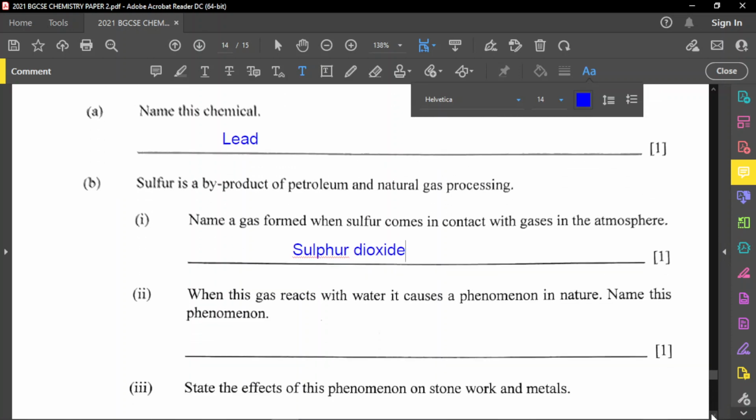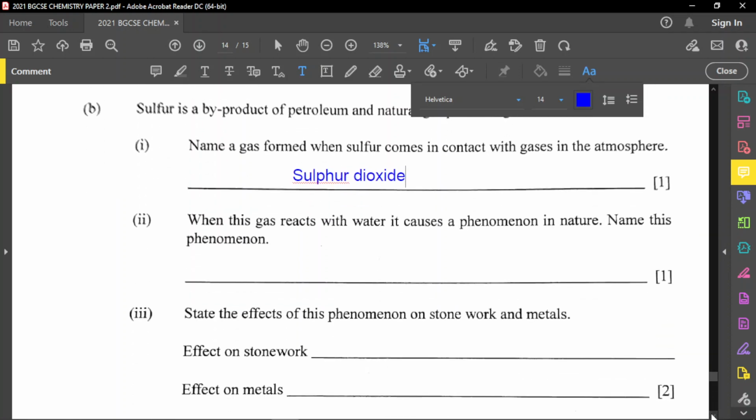All right. When this gas reacts with water, it causes a phenomenon in nature. Name this phenomenon. And this phenomenon is called acid rain, because it makes the water acidic, so they call it acid rain. All right, acid rain.